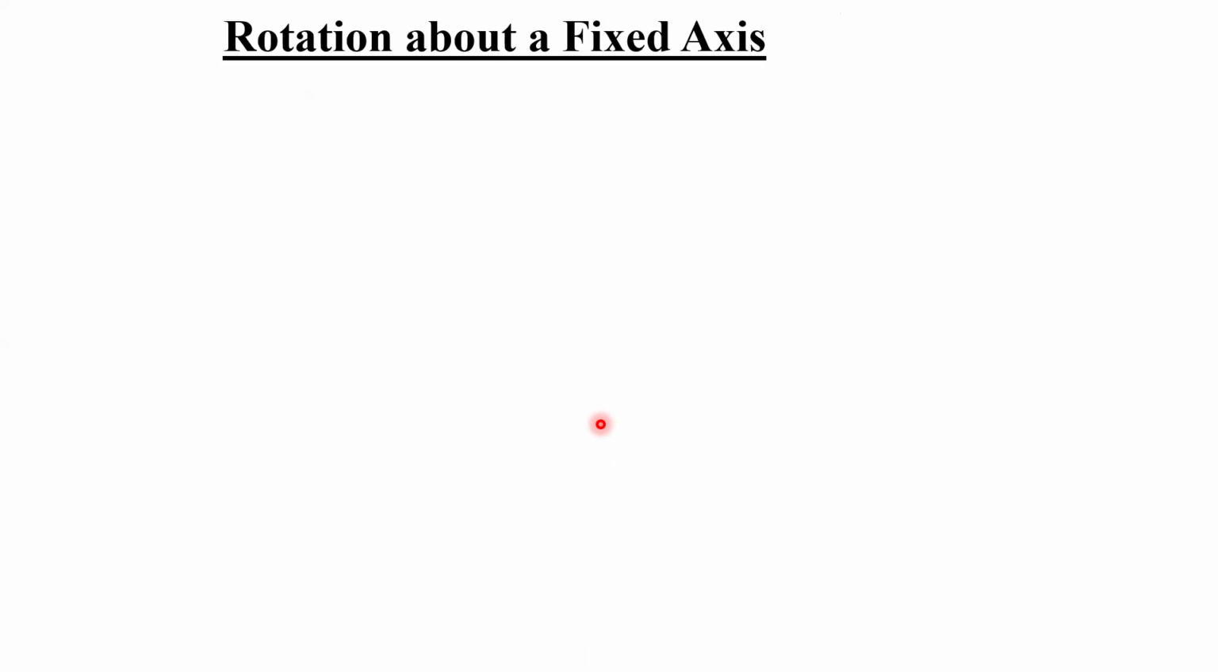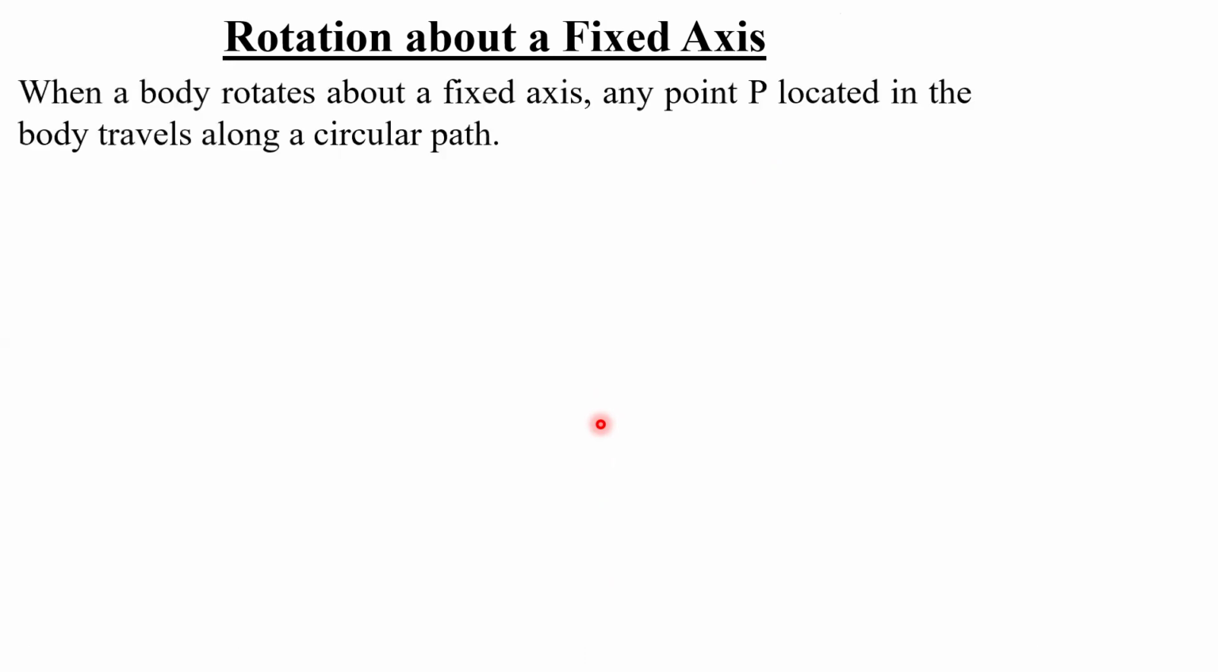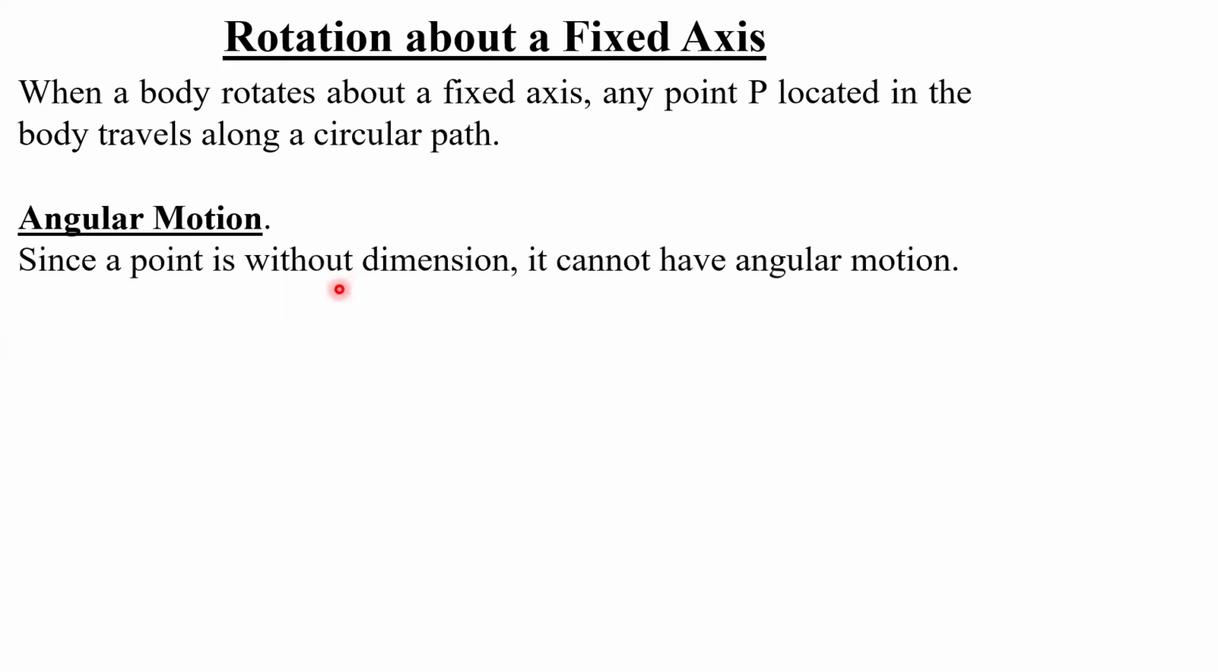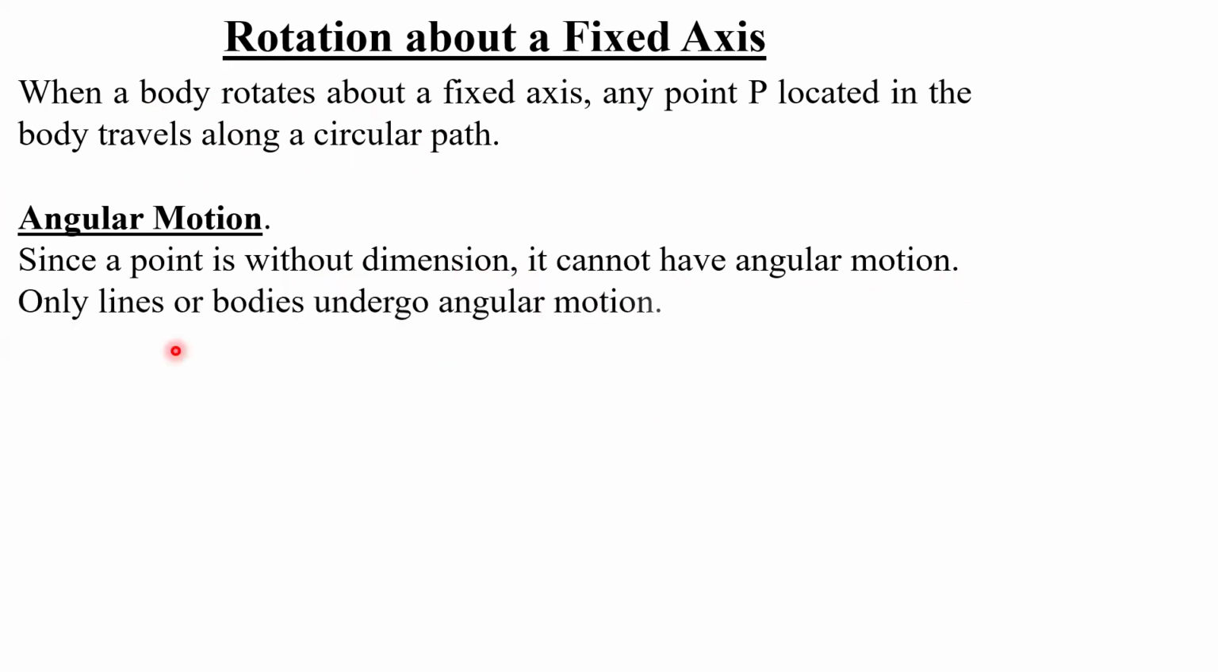Now, let us look at rotation about a fixed axis. When a body rotates about a fixed axis, any point P located in the body travels along circular paths. So, angular motion. Since a point is without dimension, a point cannot have angular motion. Only lines or bodies undergo angular motion.